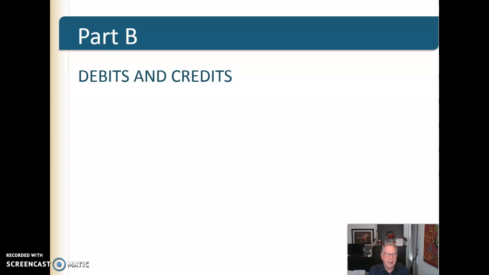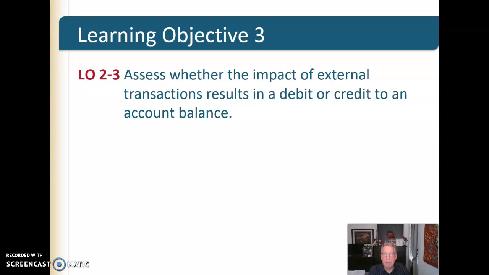All right, now on to debits and credits. Hopefully you've been doing that introductory video before you've got to this part on debits and credits, so you have some working knowledge with debits and credits, where accounts live, how we do that. So let's look in a little more depth. We're assessing whether the impact of these external transactions are going to result in a debit or credit on the balance sheet.